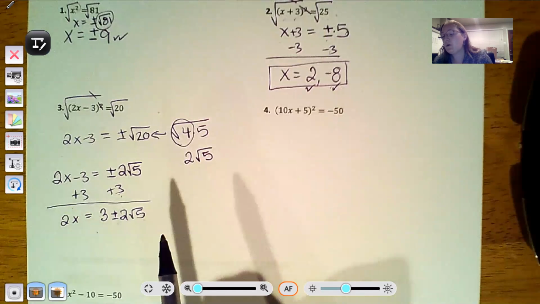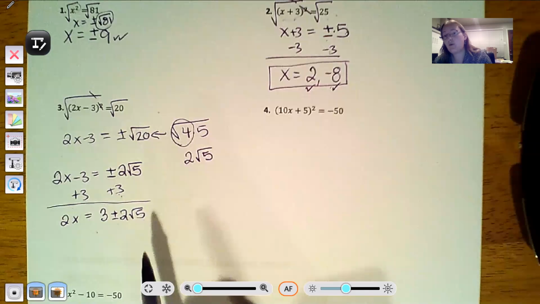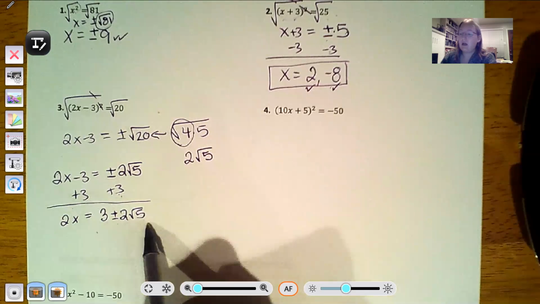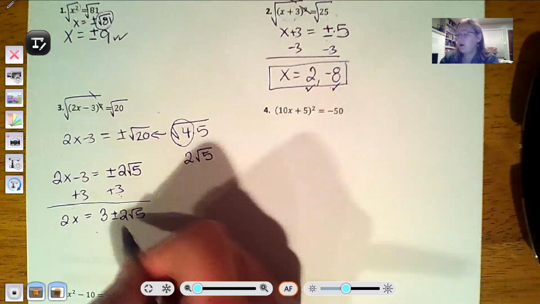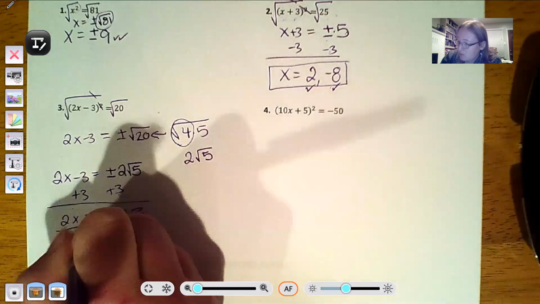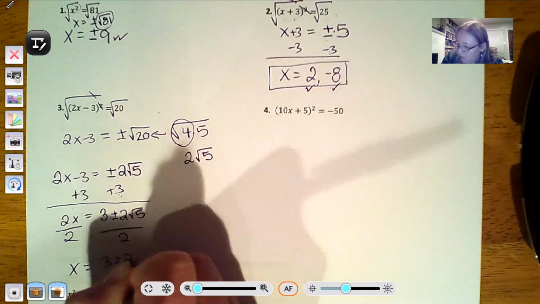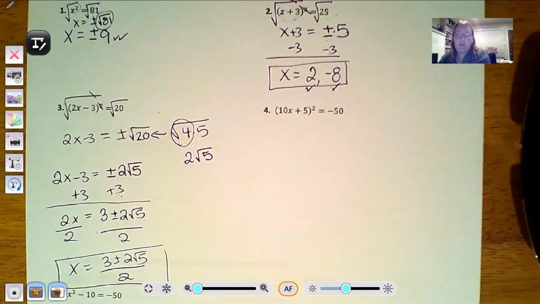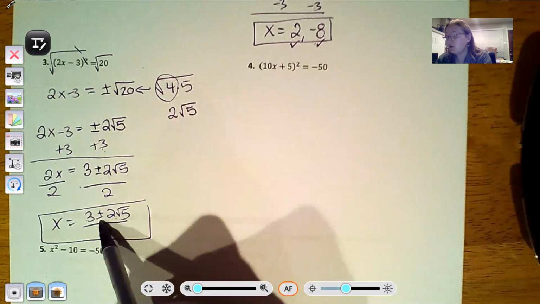And you'll notice that this ends up being equivalent to what you get if you use the quadratic formula. And when you use quadratic formula, it will be in this format where it's the square root part second. So now I need to divide by 2. So I have 3 plus or minus 2 root 5 over 2. And those coefficients don't all have a common factor. So that would be my two answers. The 3 plus 2 root 5 over 2 and the 3 minus 2 root 5 over 2.